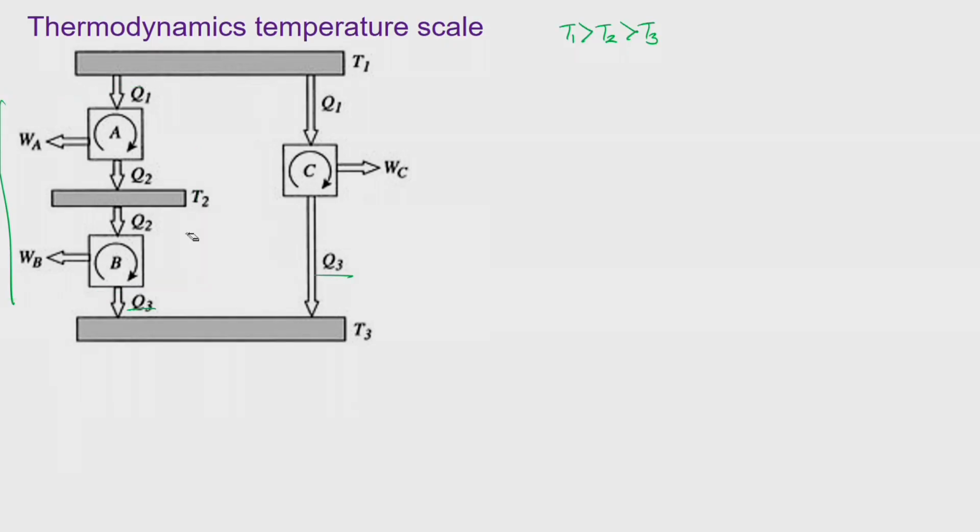So, both B and C are rejecting Q3 amount of heat to the reservoir at temperature T3. Now, as per the derivation that we have done in the previous slide, we know that for engine A, we have Q2 upon Q1, that is heat rejection by heat addition, has to be a function of the corresponding temperatures T2 and T1, the temperatures between which this engine is working.